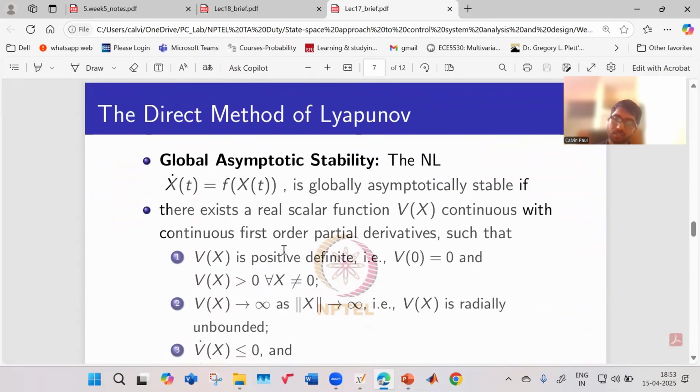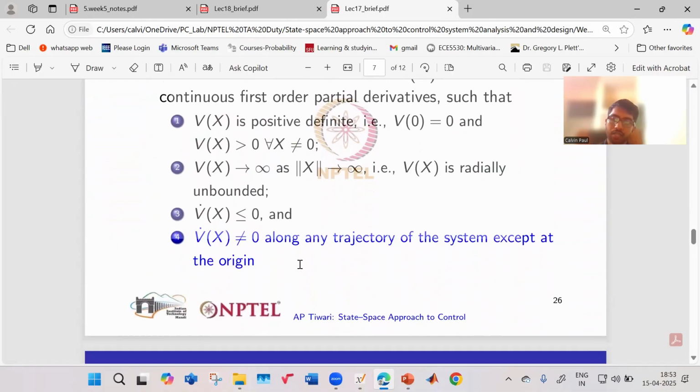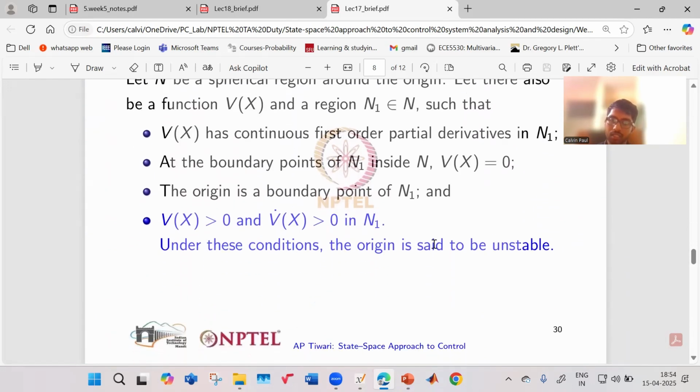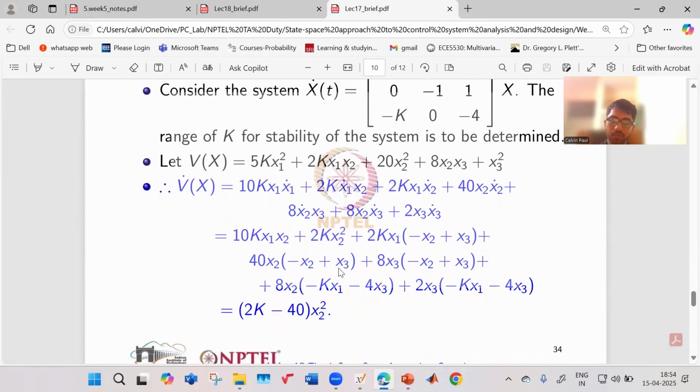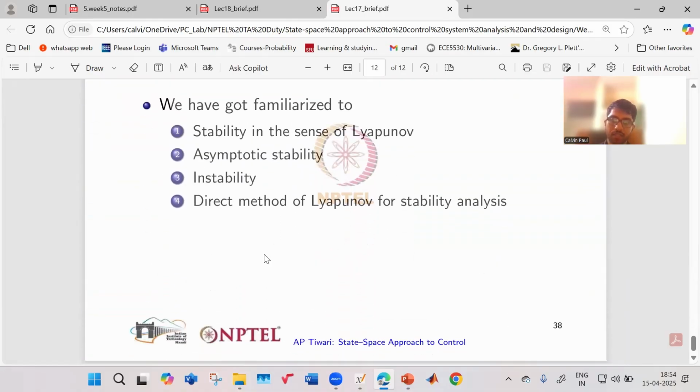Now, global asymptotic stability. V of x is positive definite, V of 0 is 0, and V of x is greater than 0 for all x not equal to 0. And V of x tends to infinity as the norm of x tends to infinity, that is, V of x is radially unbounded. V dot of x is less than or equal to 0, and V dot of x is not equal to 0 along any trajectory of the system except at the origin. Then we say that it is globally asymptotically stable. In case V of x is greater than 0 and V dot of x is greater than 0, then under these conditions the origin is said to be unstable. So we have V of x and V dot of x, and we can find the range of stability.